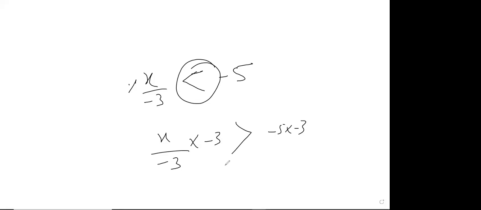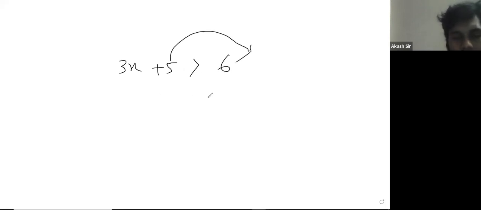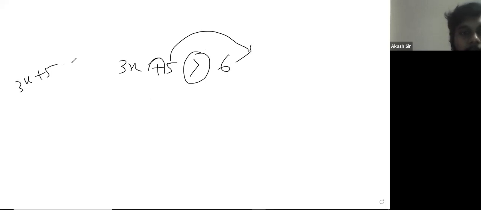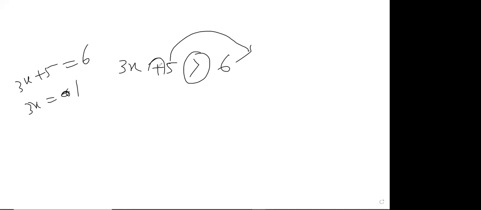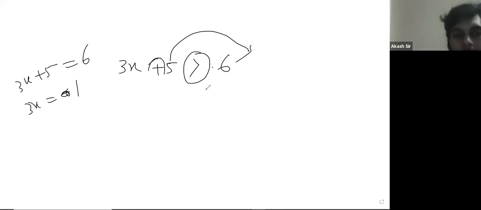Okay? The third rule says you can take any term to the other side with its signs changed without changing the sign of inequality. Just like we do in equations, right? If you had 3x plus 5 equals to 6, we could have easily solved like this. The same way, here it can also happen without changing the sign of inequality.